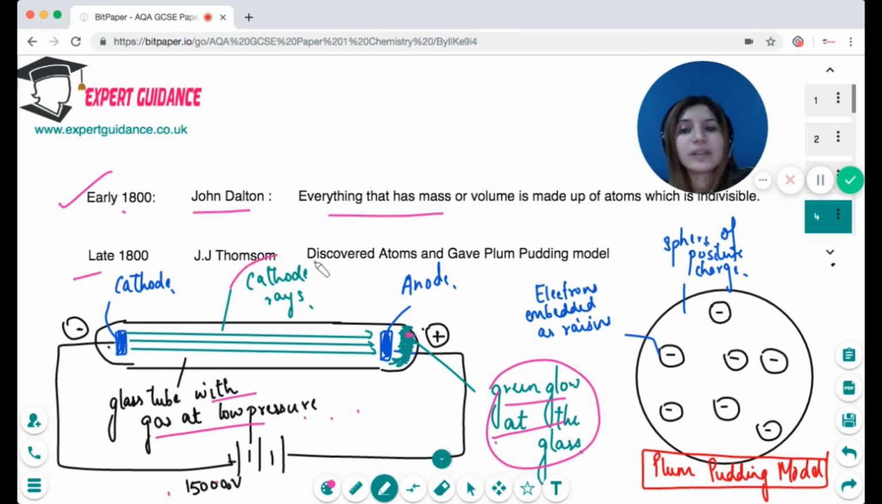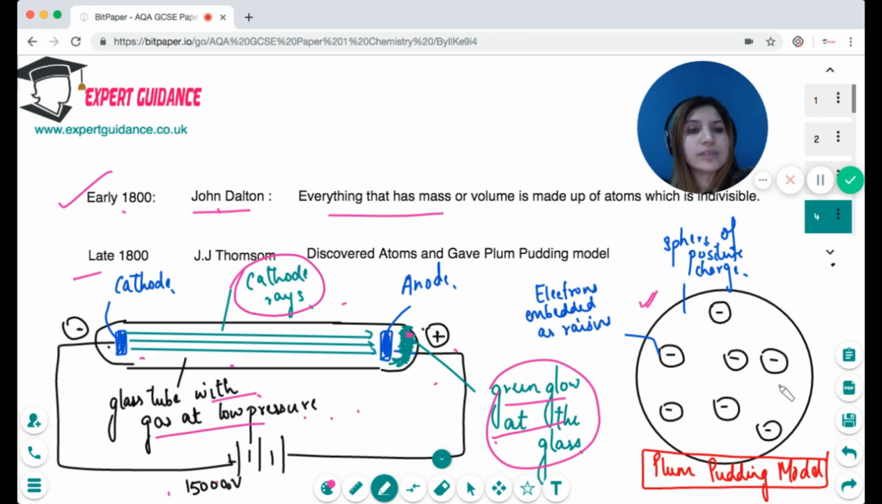Now, he called these rays the cathode rays, and as they were coming towards the positive terminal, he concluded that these are negative rays which are coming out of the gas atoms which are present in this glass tube. So he discovered that the atom can further be divided, and it has negatively and positively charged subatomic particles. On the basis of that, he gave this plum pudding model.